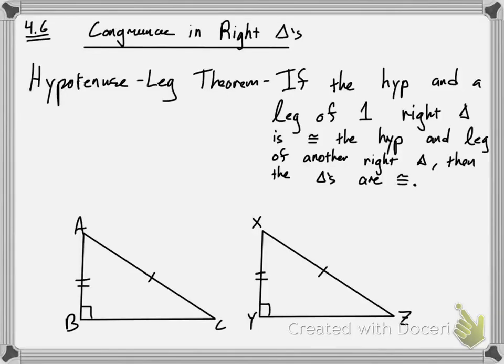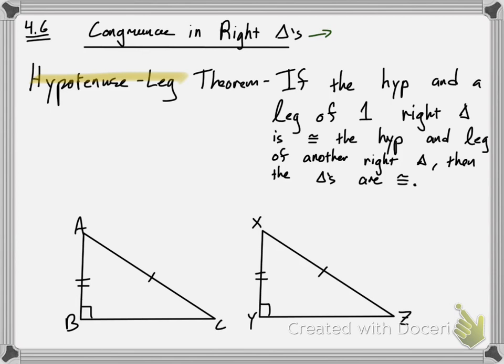Hey guys, today we're going to cover lesson 4.6, looking at congruence in right triangles. And we're going to look at a shortcut that we have mentioned briefly in the first part of chapter 4, and that is called the hypotenuse leg theorem. All right, so just a quick refresher and reminder.